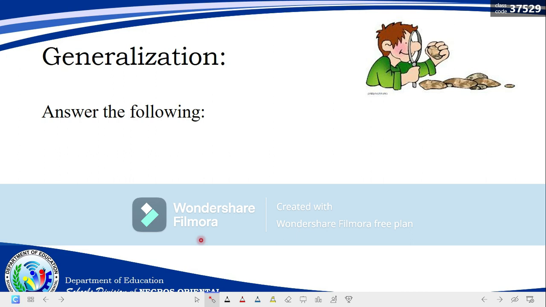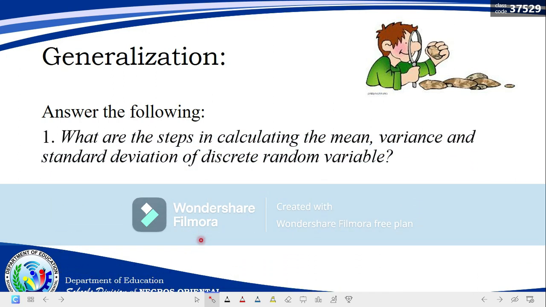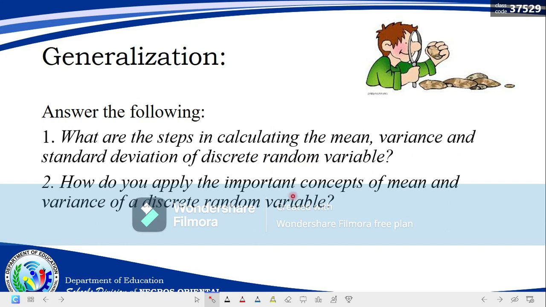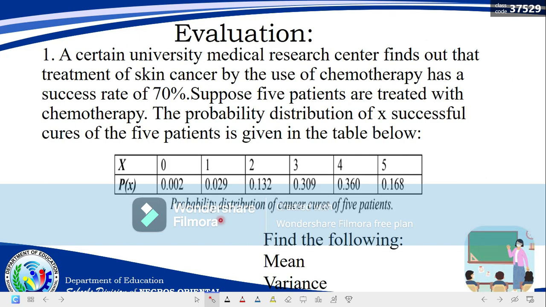So let's have the generalization. What are the steps in calculating the mean, variance, and standard deviation of a discrete random variable? You're going to answer this in your math activity notebook. Then how do you apply the important concepts of mean and variance of a discrete random variable? Okay, now let us proceed to evaluation. So still you are going to answer this in your activity notebook.